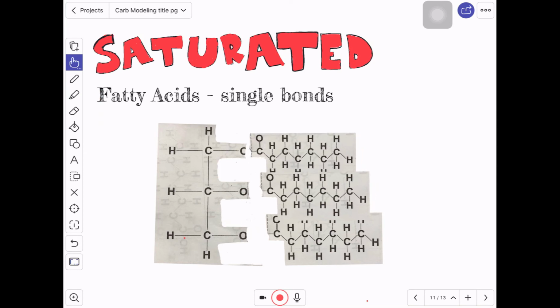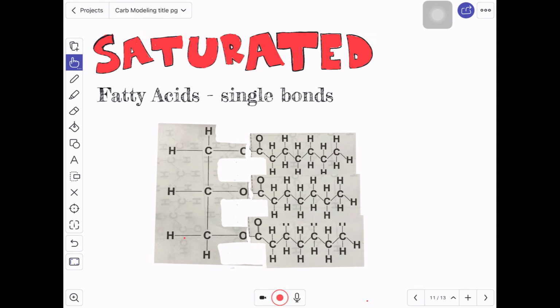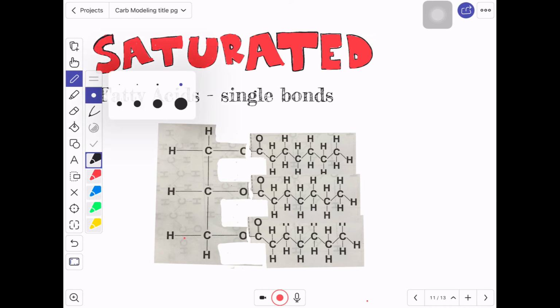This molecule is a saturated fat. There are single bonds that make up the fatty acid chain, and as many hydrogen atoms are bonded to the carbon skeleton as possible. This allows the molecules to be tightly packed together, forming a solid at room temperature.